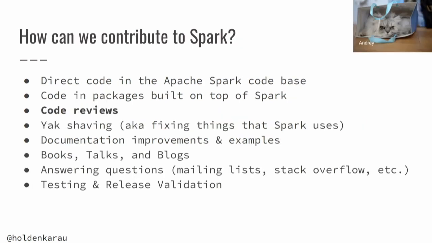So there's a bunch of different ways to contribute to Spark. We can write code, and we can contribute our code directly into Spark. We can build packages on top of Spark and share those with people. We can do code reviews. We can review pull requests that are proposed in Spark. We can fix the things that Spark is depending on, or as I like to call it, yak shaving. And we can also do advocacy, right? We can write books, we can give talks, and we can write blog posts. And we can also answer people's questions.